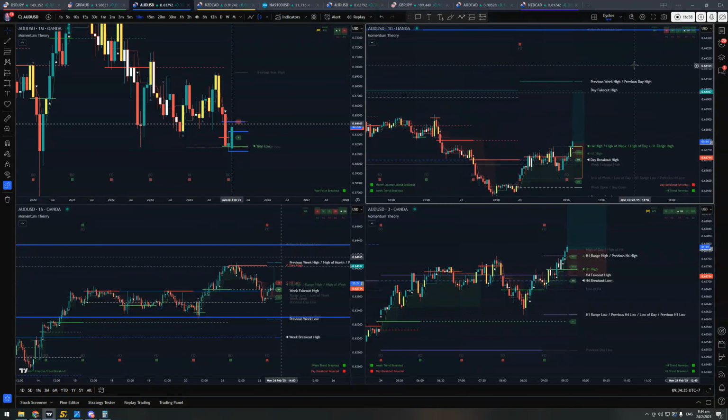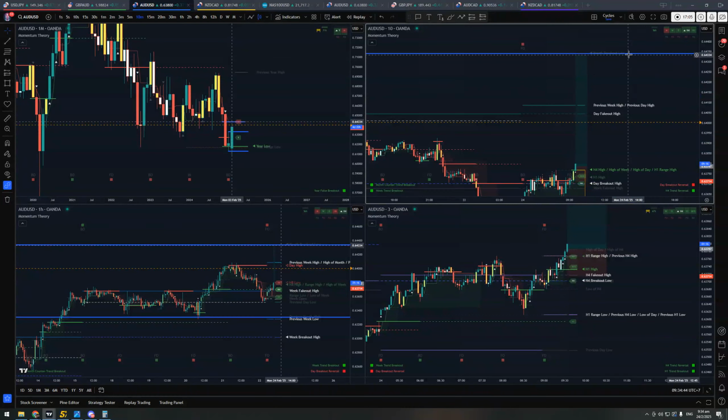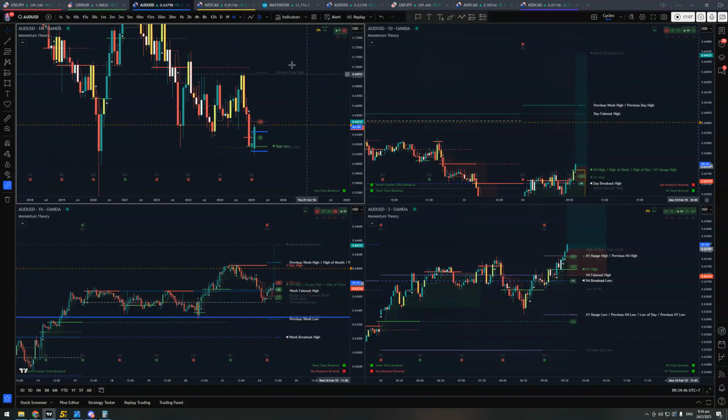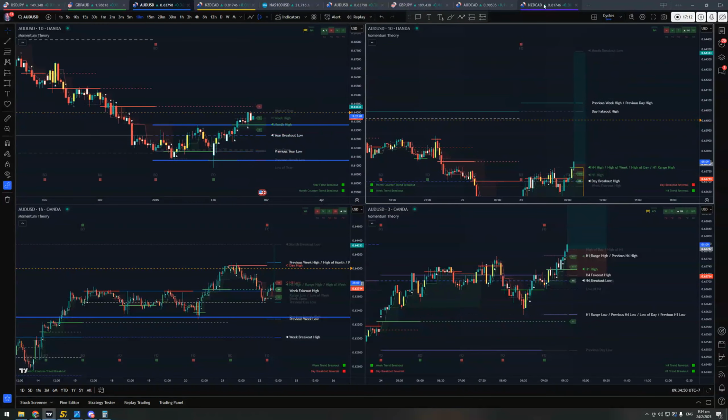But my target is going to be, so I'll go down to this daily open. Target's going to be that month breakout level. All right, so that's my Asia trade. Don't think I saw anything else.